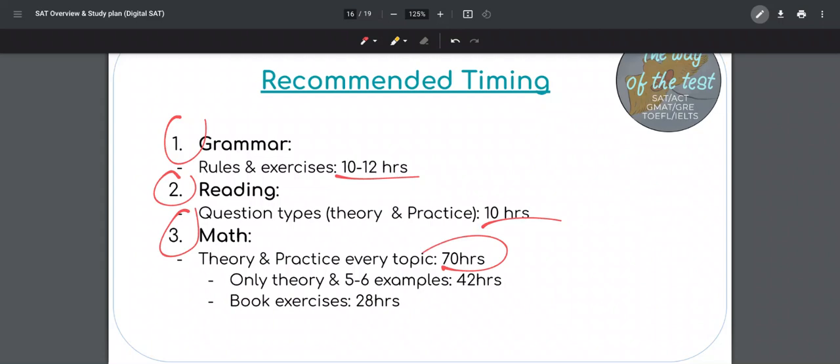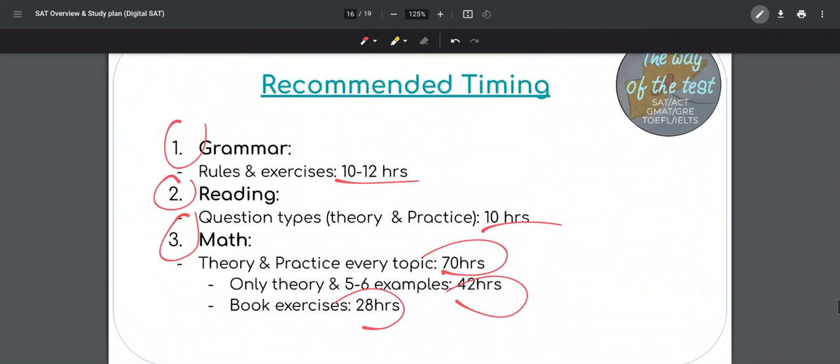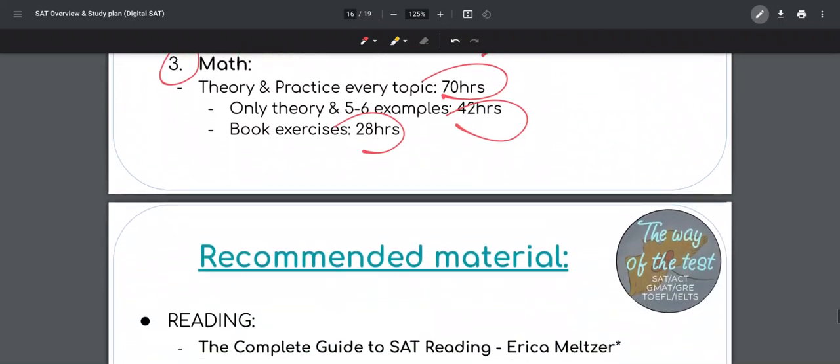Now, from these 70 hours, only doing every single topic of the theory and 5 to 6 examples or exercises for every topic is going to take you approximately 42 hours. The rest, the other 28 hours, are going to be spent doing the exercises in the book that you decide to use, or reviewing your mistakes, or reviewing certain extra exercises that you decide to take. This is really important, so you can add the hours up and know how long in advance you should start studying for your SAT before your deadline.